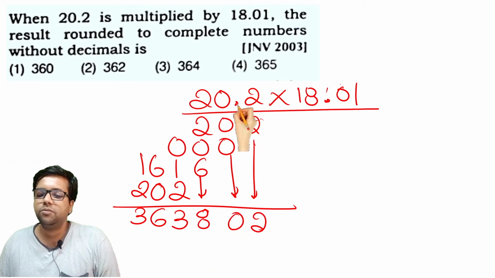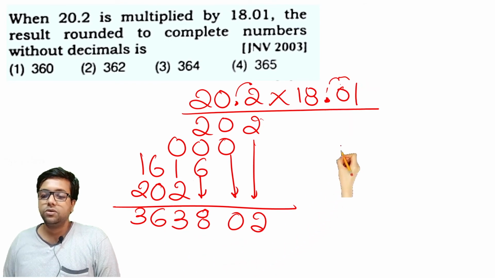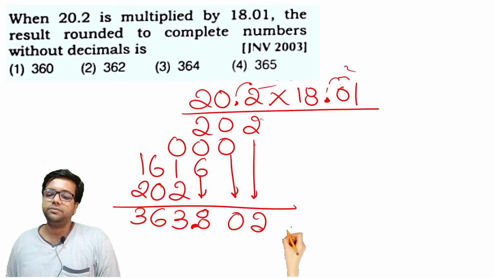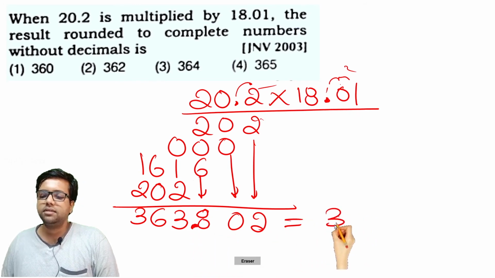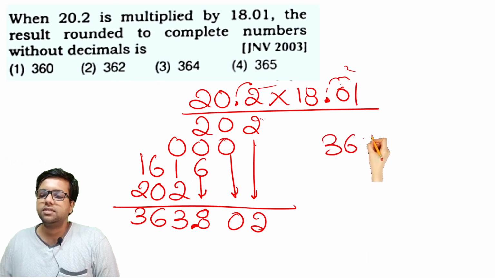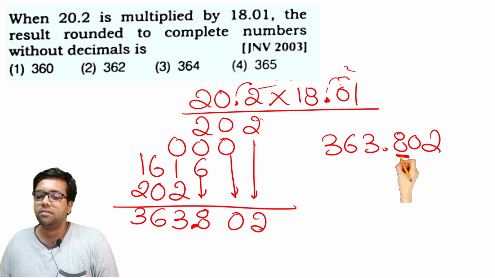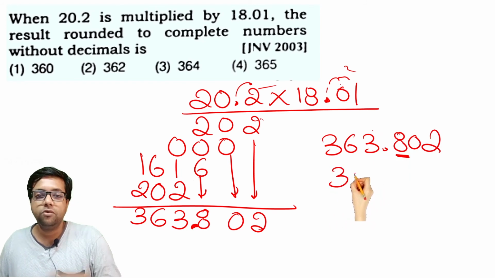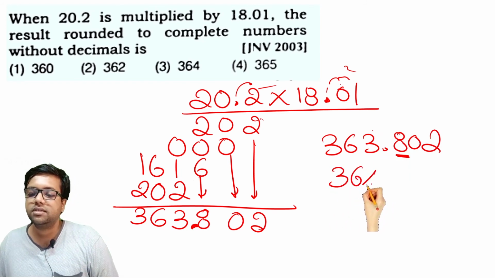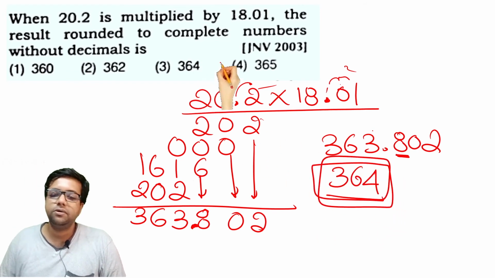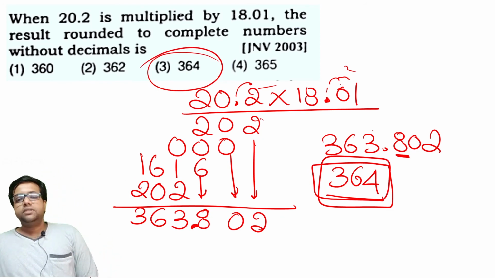There is a decimal point after which one number is there. There's a decimal point after which two numbers are there. So in total 3 numbers are to be left, and you keep a decimal point. The answer is 363.802. The number 8 is more than 5, so the 363 will be increased to the next number, that is 364. The rounded figure will be 364. So therefore option 3 is your right answer.